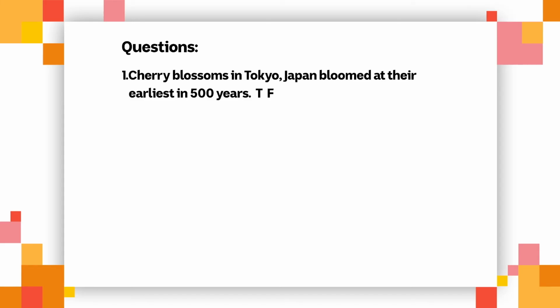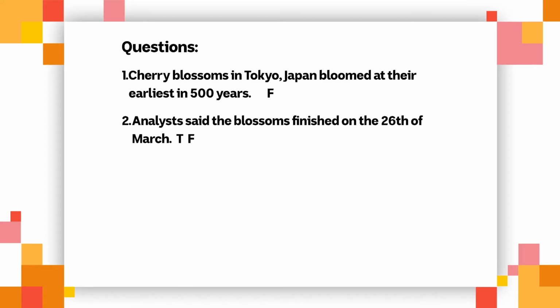Cherry blossoms in Tokyo, Japan, bloomed at their earliest in 500 years. We know that this is not a true statement if we look at strategy 1, because not all parts of the statement are true. Question 2. Analysts say the blossoms finished on March 26. This is almost completely true except for one word. In the text, the word peaked is used, but in the question, the word finished is used, which makes this a false question.